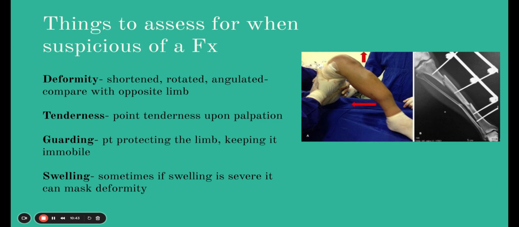Any tenderness, point tenderness upon palpation. I mean, if you touch it and it hurts, it's a good chance that it could be a fracture. If the patient is guarding their limb, if they broke their arm and they're holding their arm against their body and they don't want anybody to touch it, fracture is definitely something you want to be suspicious of.